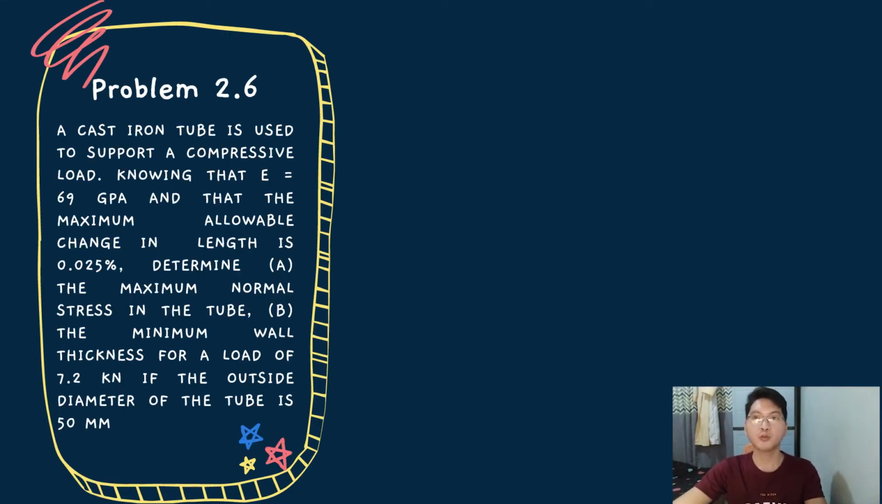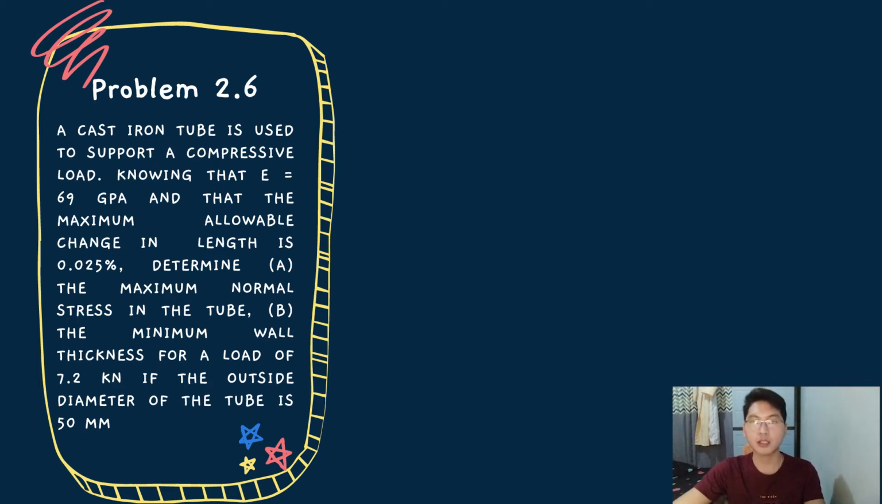Lesson 8, Problem 2.6. A cast iron tube is used to support a compressive load. Knowing that E is equal to 69 GPa and the maximum allowable change in length is 0.025%, determine the maximum normal stress in the tube and the minimum wall thickness for a load of 7.2 kN if the outside diameter of the tube is 50 mm.